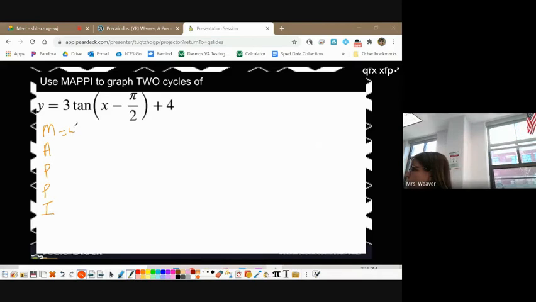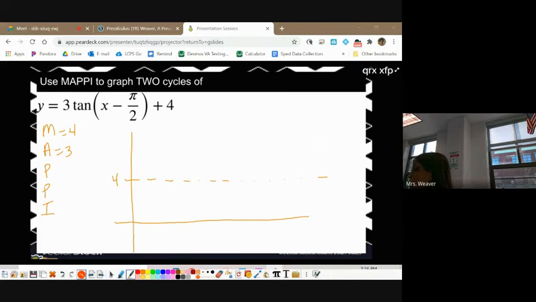Midline here is +4 and my amplitude is 3. So I'm going to put my x-axis a little bit lower this time. So my midline's at 4. My amplitude is 3, so I'm going to go up 3 to 7 and down 3 to 1. The phase shift here is pi/2, so that's going to get me my starting point at pi/2. So on the x-axis, I'm going to mark pi/2.